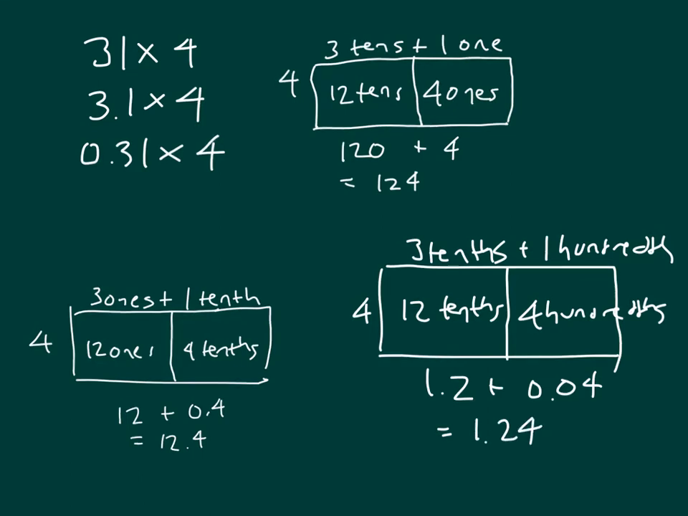So look how our products vary. Each product does have the digits 1, 2, and 4, and they're always in that same order. Do these products have the same value? Nope. 124 is different than 12 and 4 tenths is different than 1 and 24 hundredths.